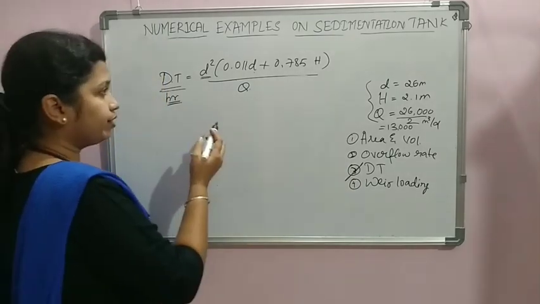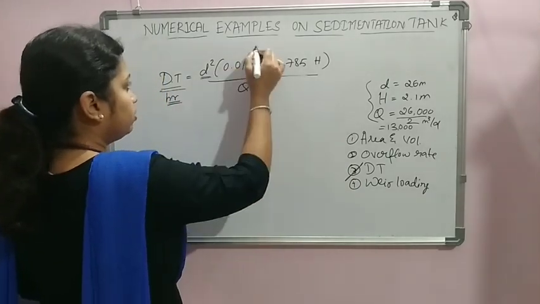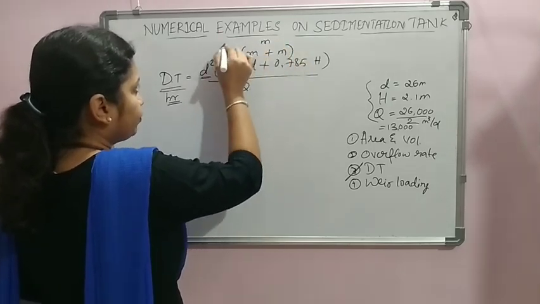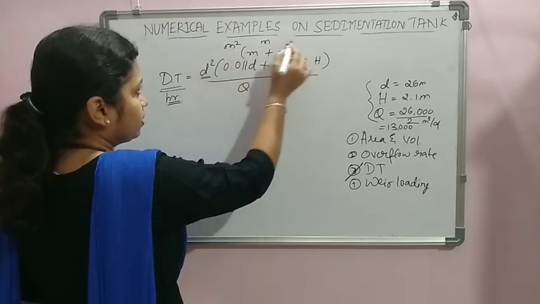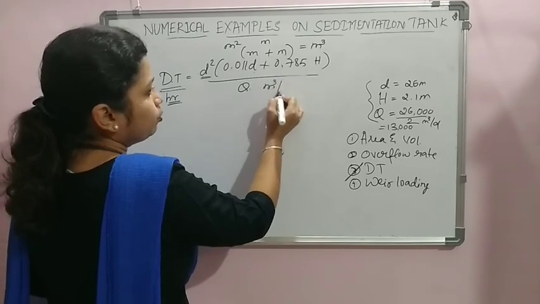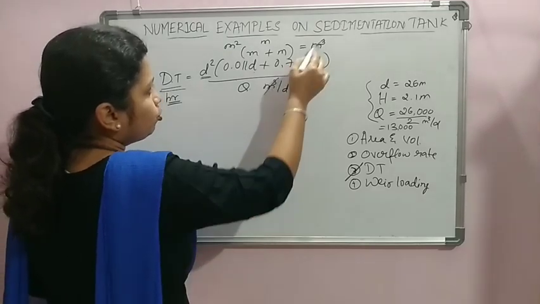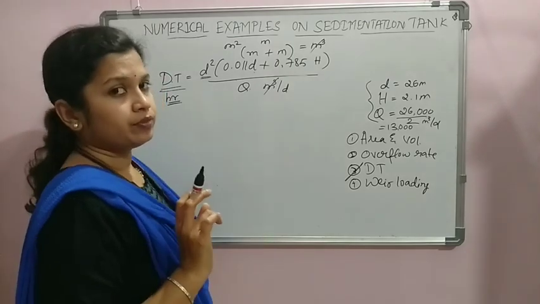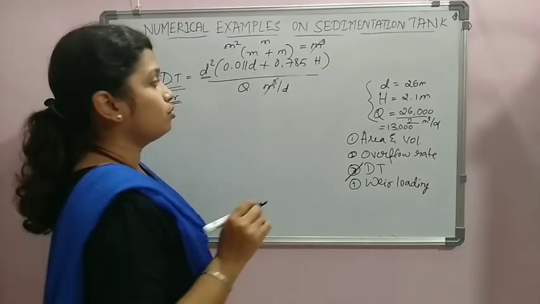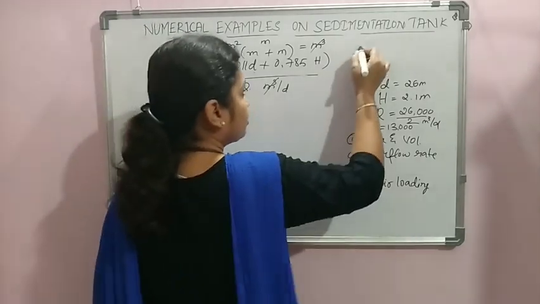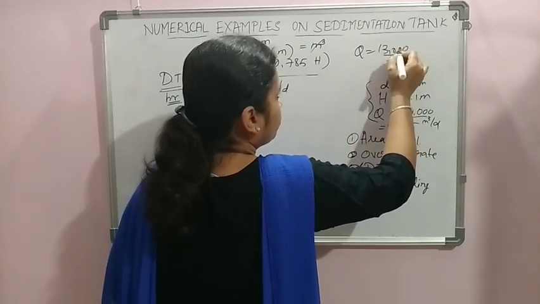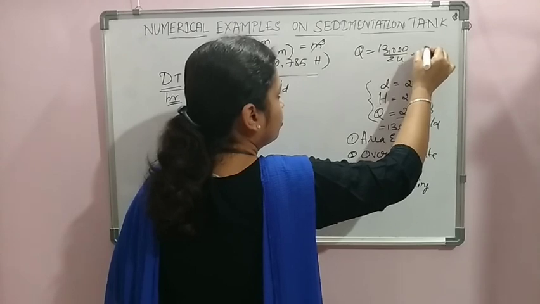In order to substitute, see here, this is in meters plus this is in meters, so the unit left out is meter. Here it is meter square since D square is there. What is left is meter cube. So the unit here is meter cube per day, and meter cube gets cancelled. The left out unit is per day. But we don't want it per day, we want the answer per hour. So in order to do that, Q is equal to 13,000 divided by 24. Then the unit will be converted into meter cube per hour.